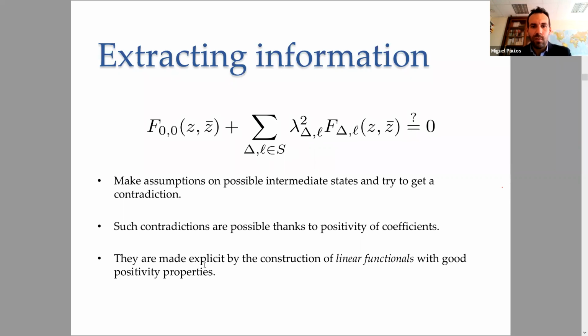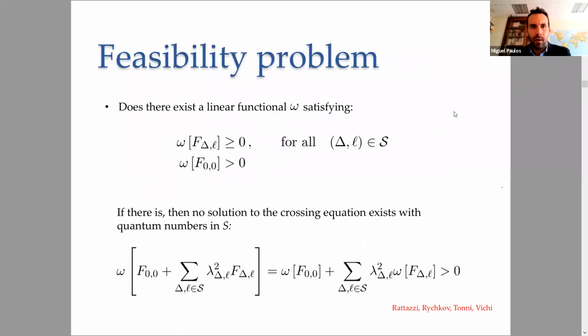And to obtain these contradictions, we will have to construct certain linear functionals which have good positivity properties. These linear functionals will act on this equation and will give us the contradiction. So I formulate this as what I call the feasibility problem. Let us choose some set S where my quantum numbers live. And then I ask, does there exist any linear functional omega satisfying the following positivity conditions: when it acts on these Fs for all the quantum numbers in this set, it should be non-negative, and when it acts on the identity contribution, it should be strictly positive.